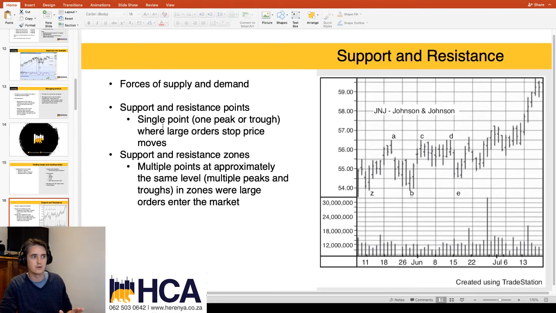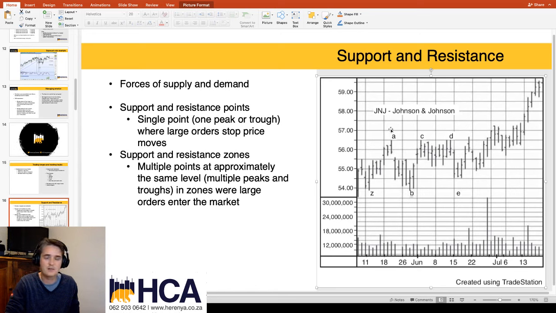So I'm just going to read out what I have here. A single point, one peak or trough, is where large orders stop price moves. So here it comes up, bang, there's a large order, stops the price move, and the seller comes in and pushes it all the way down to the next single resistance point, where another large order stops the price move and pushes the price up, right? So supply enters into the market at A, and demand enters into the market at B, right? People are wanting to buy it at B, so demand outweighs supply, and she runs up.